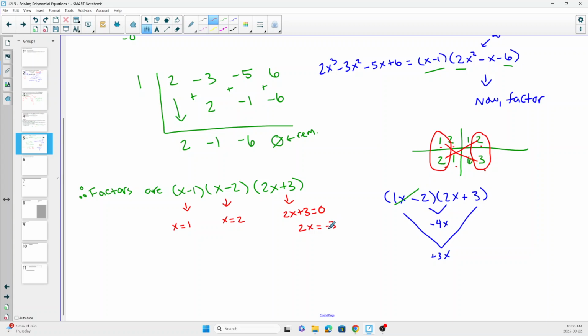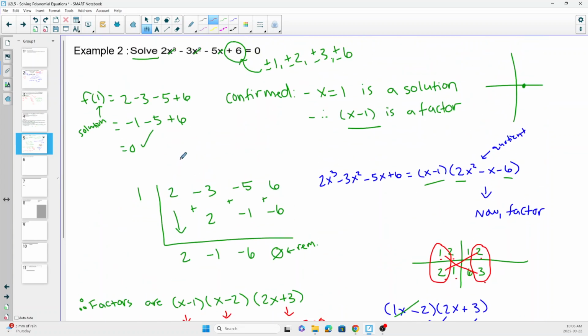When 2x is equal to negative 3, x is equal to negative 3 halves. So therefore, the solutions are x equals negative 3 halves, positive 1, and positive 2. Okay, so that's a lot of work, guys, just to get to the solutions. Let's just do a quick check.